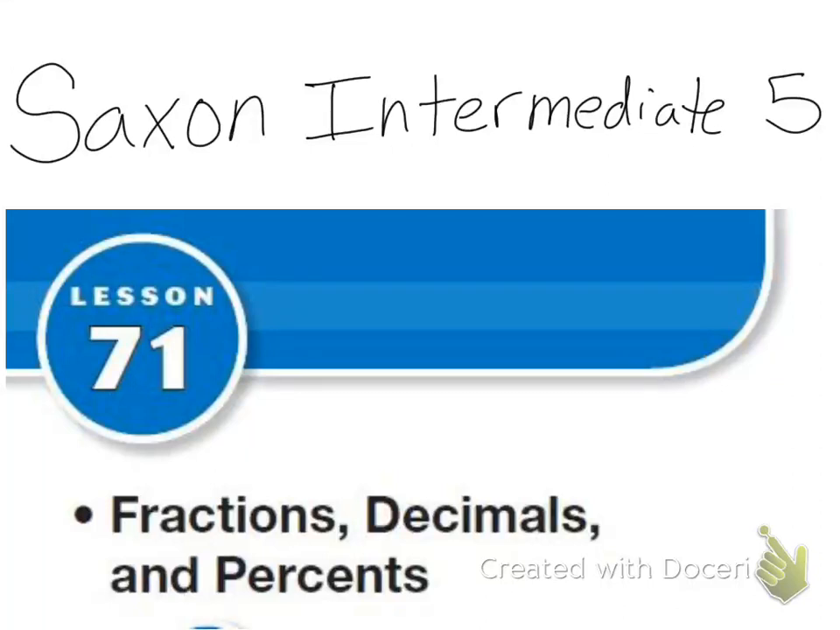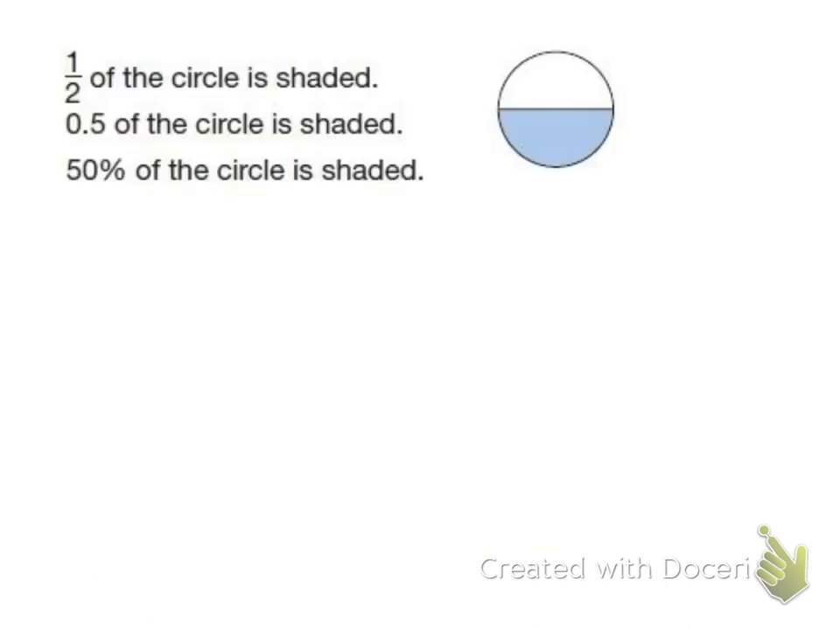Hello everyone, today's lesson is lesson 71, fractions, decimals, and percents. So fractions, decimals, and percents are ways to name parts of a whole. With this circle, I could say in fraction form that half of the circle is shaded. I could say the decimal 0.5 of the circle is shaded, or 50% of the circle is shaded.